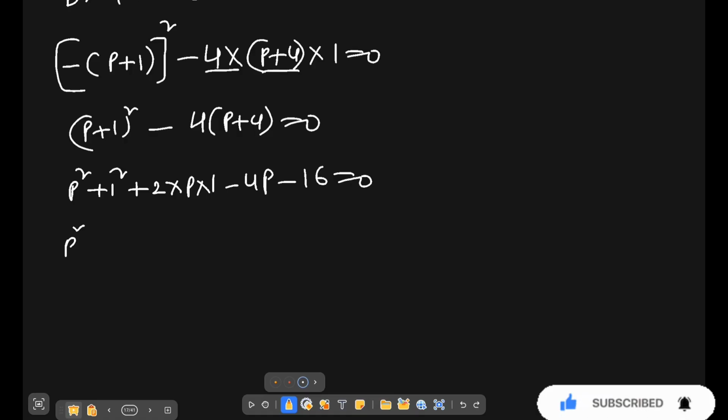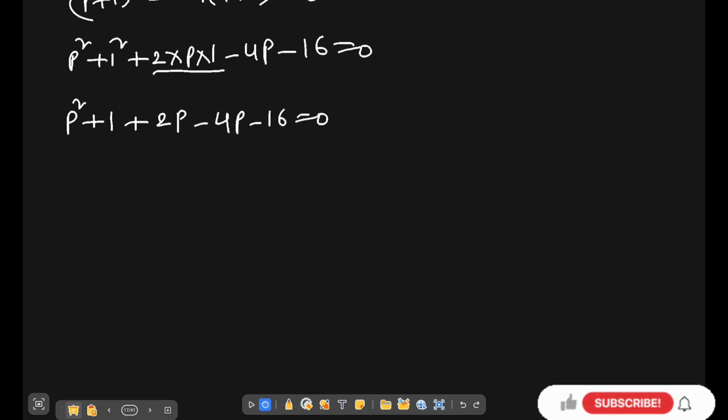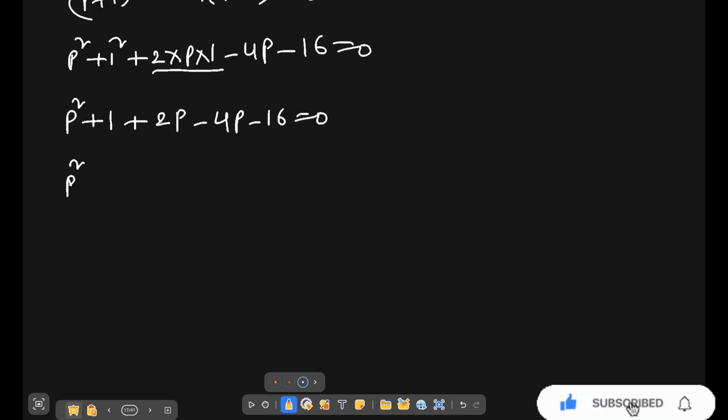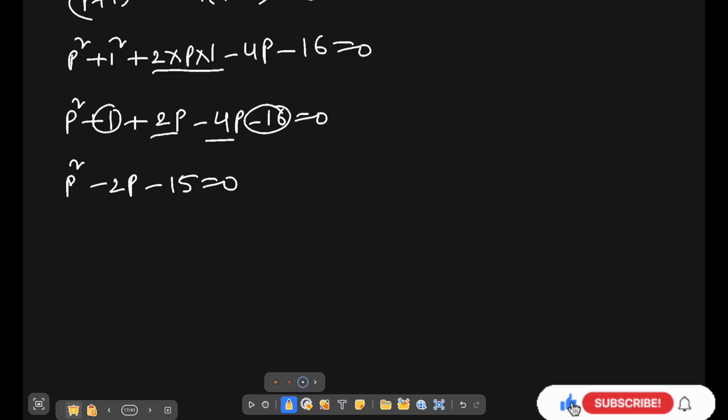Now p square plus 1 square is 1, 2 into p into 1 is 2p, minus 4p minus 16 is equal to 0. So let's write in order. p square plus 2p minus 4p is minus 2p, plus 1 minus 16 is minus 15, equal to 0. Now let us factorize this one to find the p value.